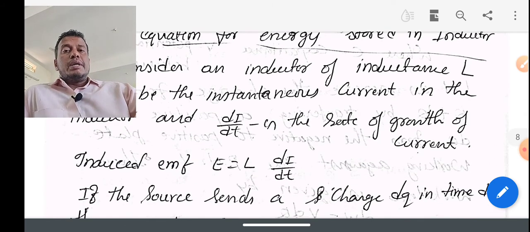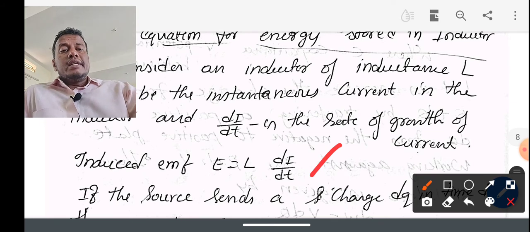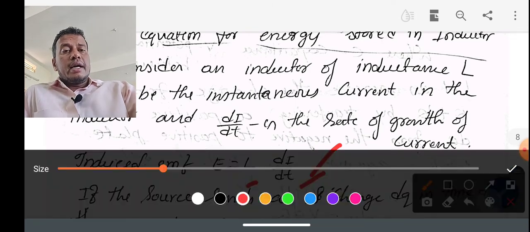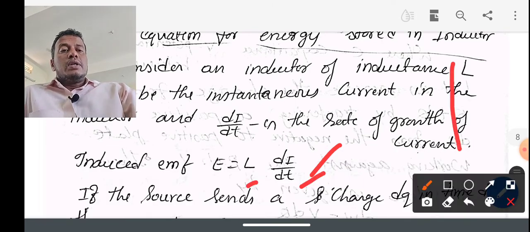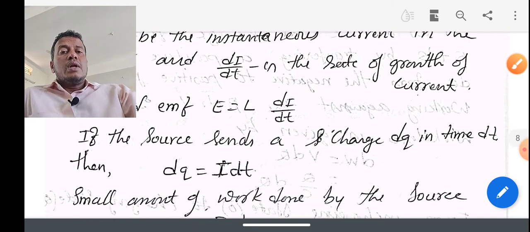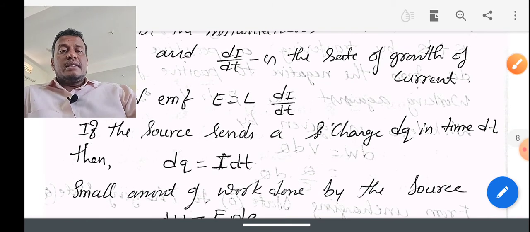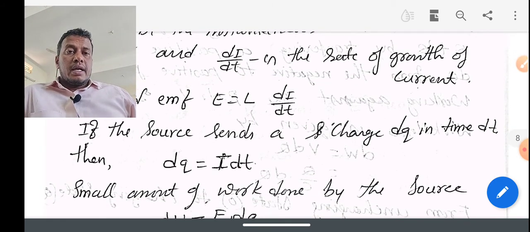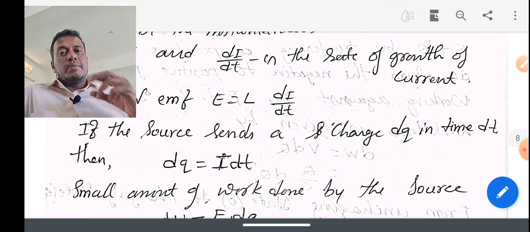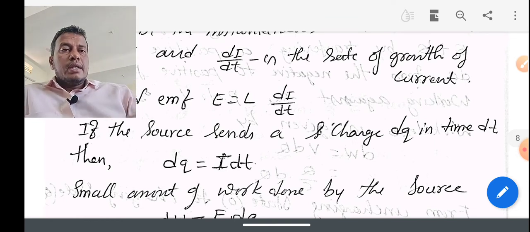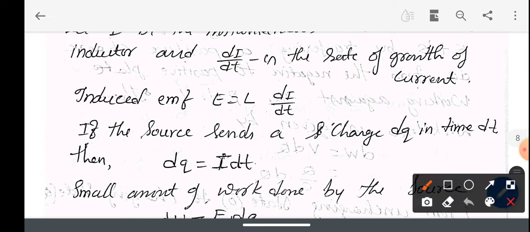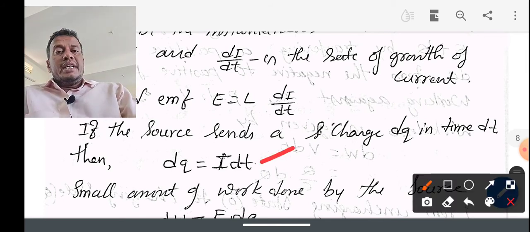Then induced EMF will be produced in that inductance, and that induced EMF is given by E equal to L into di by dt. L is the inductance, di by dt is the rate of change of current. If you take the smallest change, dq for the small charge in a small time is equal to I into dt.